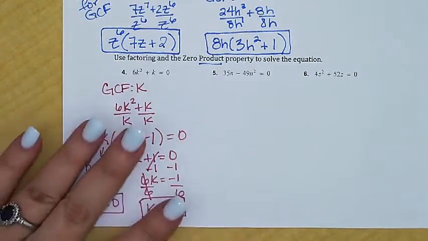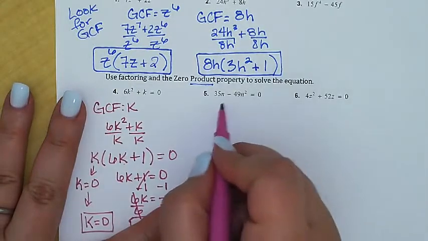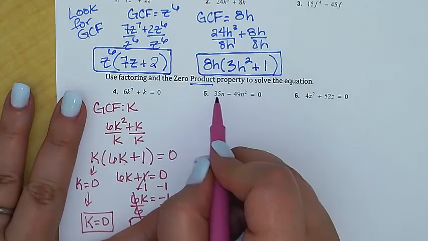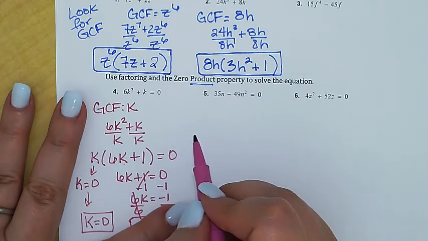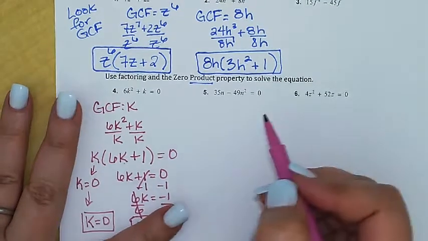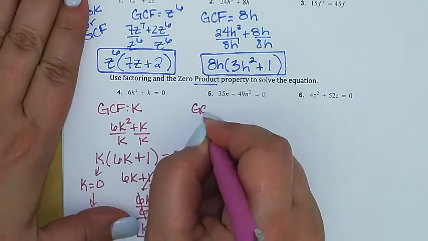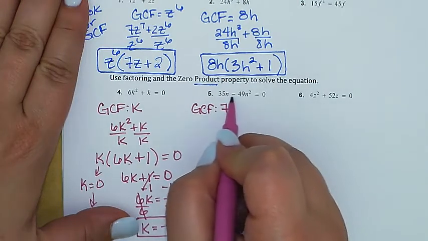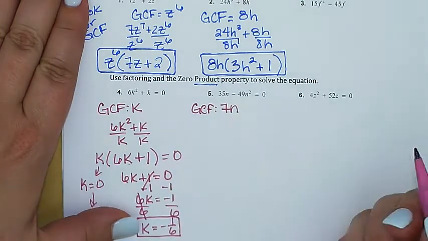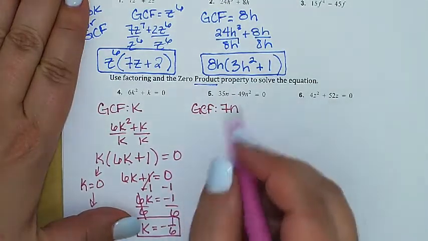Okay, let's try the next one. Number 5. Again, we want to factor it first and rewrite it in factored form. I'm looking at 35 and 49, and I know 7 goes into both of those, and I'm pretty sure nothing larger than that does. So I'm going to say 7 is our GCF, or part of it. So 7. And then when it comes to my variables, my lower exponent is my greatest common factor. So 7n is going to be our GCF.